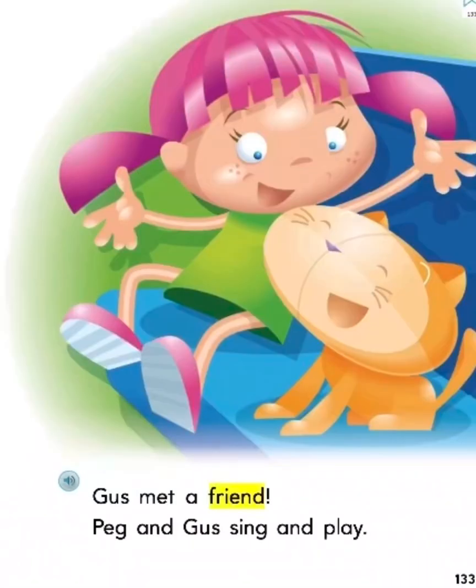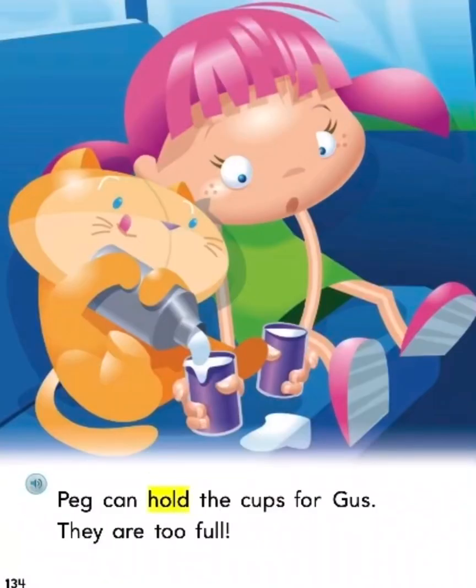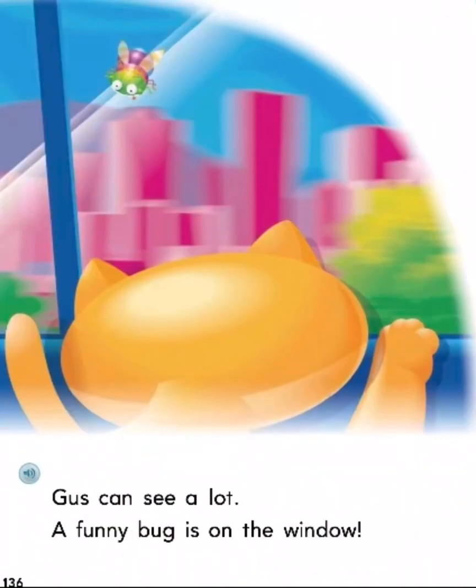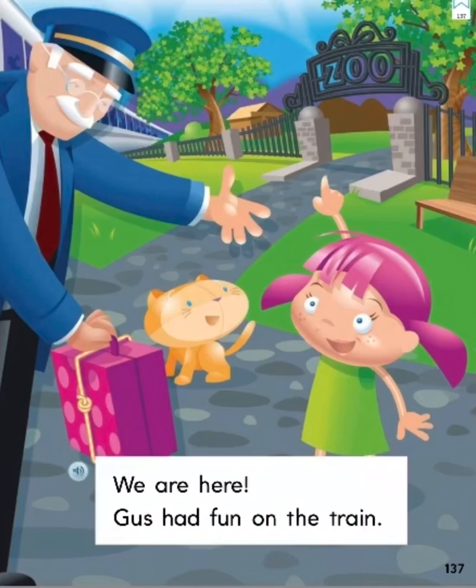Gus met a friend. Peg and Gus sing and play. Peg can hold the cups for Gus. They are too full. Peg and Gus have a sip. It is good. Gus can see a lot. A funny bug is on the window. We are here. Gus had fun on the train.